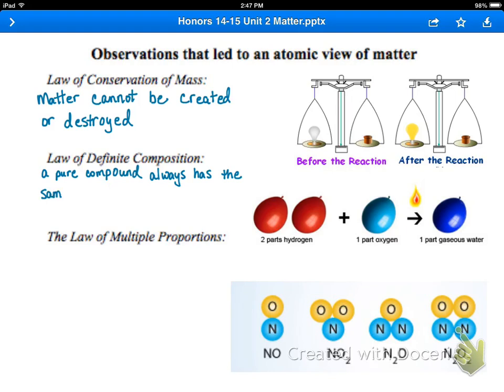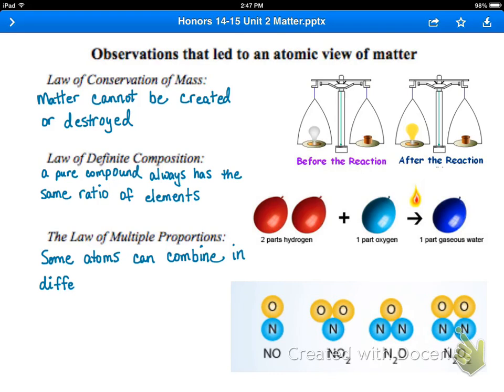The law of definite composition says that when you have a pure compound, it always has the same ratio of elements. So for example, if you form water in a reaction, it is always going to be 2 parts hydrogen and 1 part oxygen, and that's going to make water. That ratio of 2 to 1 is never ever going to change if we have formed water.